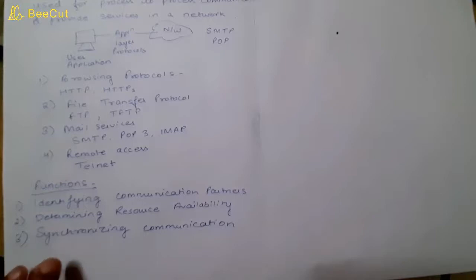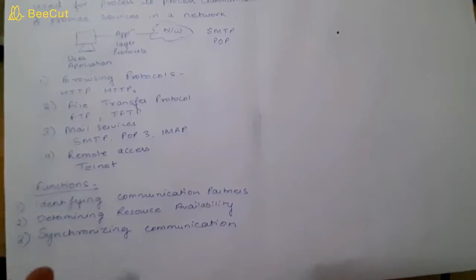Then the third one is synchronizing communication. All the communication which occurs between applications requires cooperation. So for that purpose, we have a function of synchronization. That is also a part of the application layer. It provides a lot of services. A lot of services are provided by the application layer. We'll discuss it one by one.